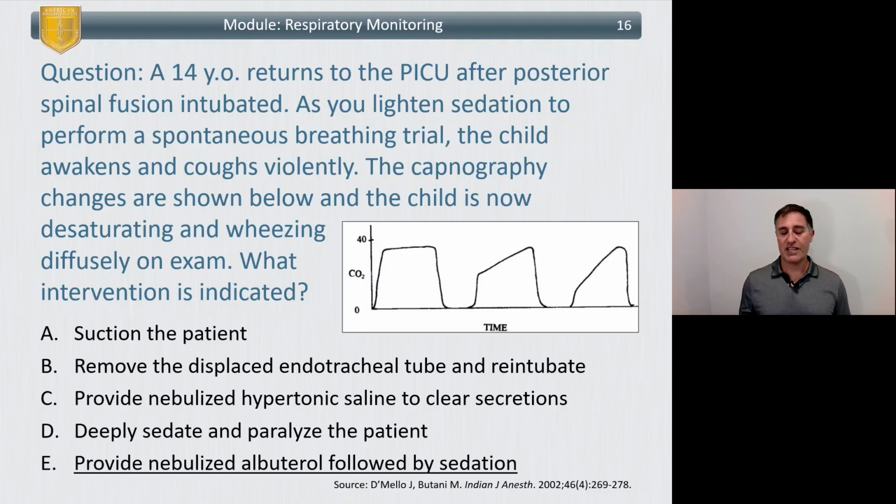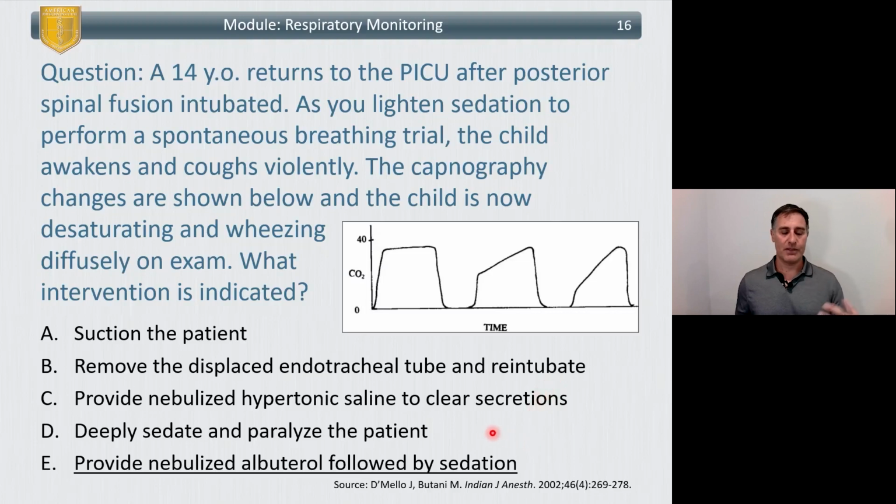Okay, and this is one just testing your recognition. So the correct answer is provide nebulized albuterol followed by sedation. And what we're trying to get you to recognize is that this ramping that all of a sudden has happened is basically indicative of airway obstruction, right?